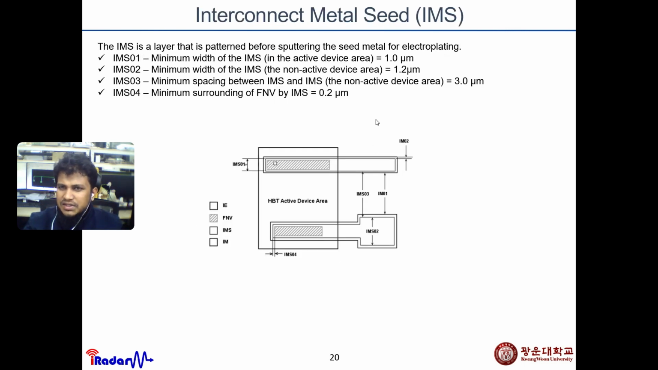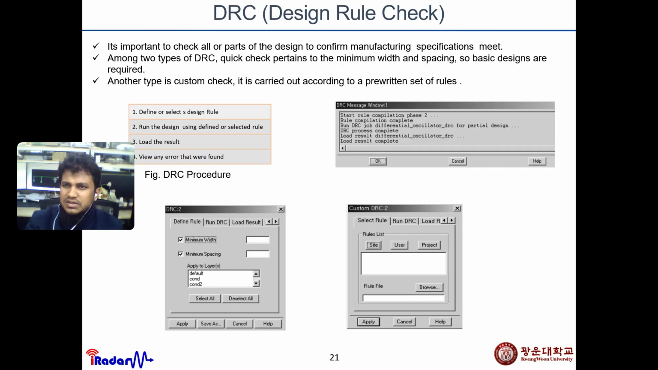Interconnected metal sheet, IMS. The IMS layer is patterned before sputtering or sheet metal electroplating. Minimum surrounding IMS is 0.2 micrometer in the non-active device area, and the minimum spacing between IMS and IMS is 0.3 micrometer. And last we can say the design rule check.